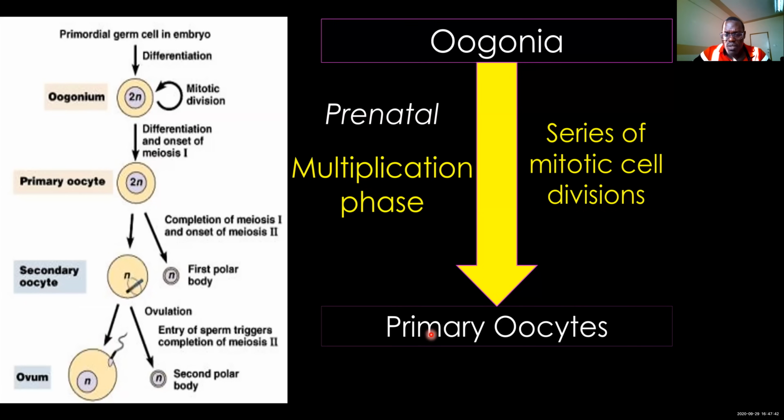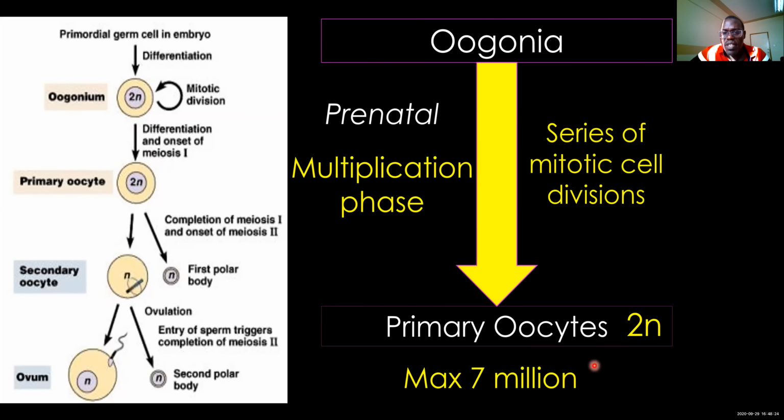Remember, in spermatogenesis, we would have called them primary spermatocytes. In oogenesis, we are calling them primary oocytes. The primary oocytes, because they have undergone mitosis, are still diploid cells. Just like the oogonia, they are all diploid cells. A maximum of 7 million only can be formed.